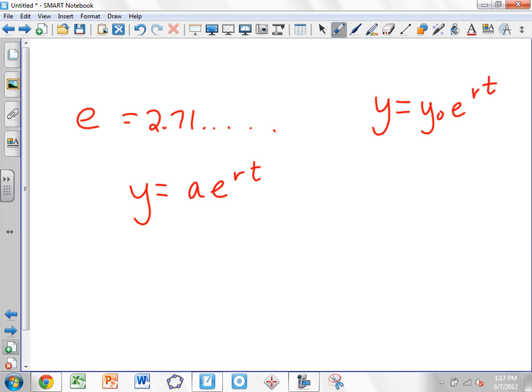Which is the same thing. See y0? Whenever you see a little 0 subscript, it means initial. So y0 just means the same thing as a. It's the exact same thing.